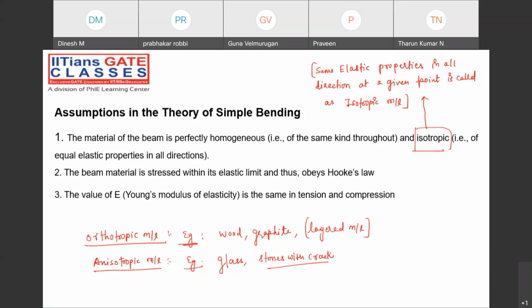The third assumption, whatever we are seeing, I will discuss, and the fourth, which I mentioned, we will discuss while understanding the diagram of bending, how the bending actually happens. Now, the second is clear from the graph of the mild steel stress versus strain diagram. Once it is done, let me know.